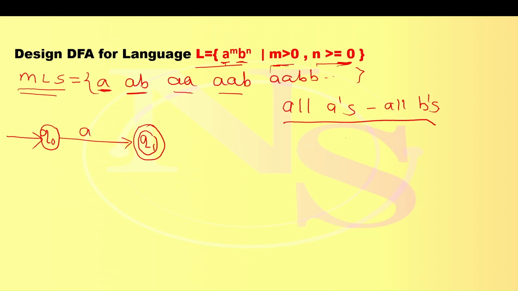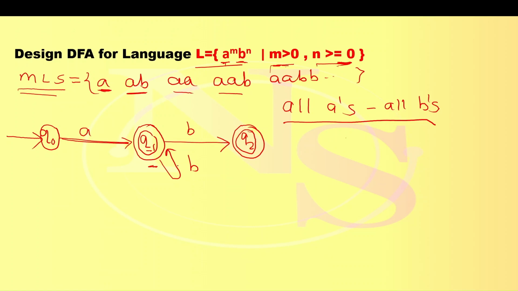Now ab also should get accepted. So q0 reading a goes to q1. The next symbol is b. For b, the transition should go to a final state. So I am taking one more final state, q2. So b is accepted. Now in your mind there might be a question: why am I not using the existing final state? Can I give a self loop here for all the b's?